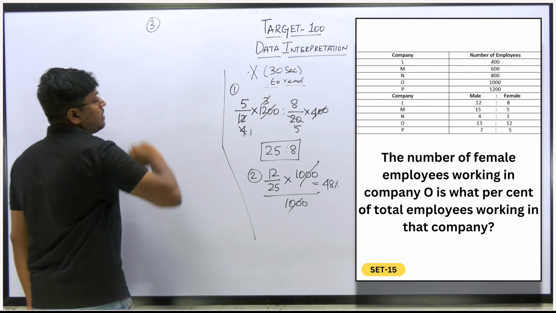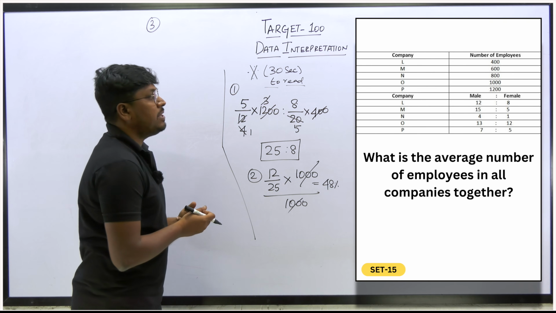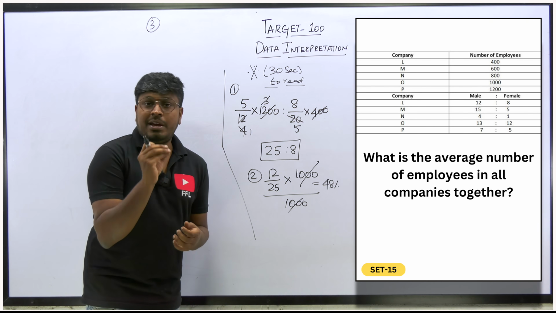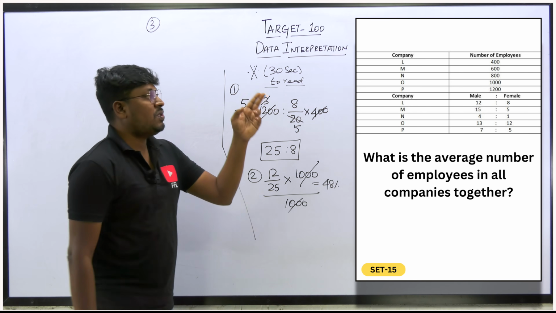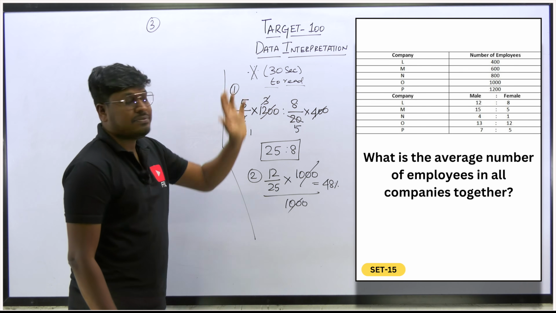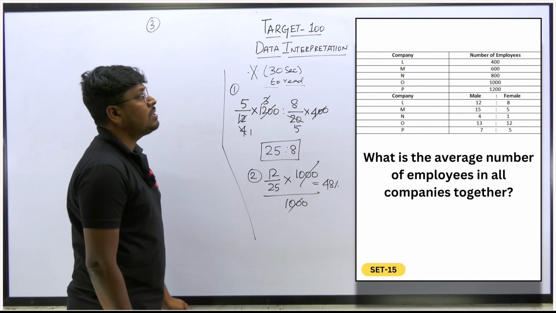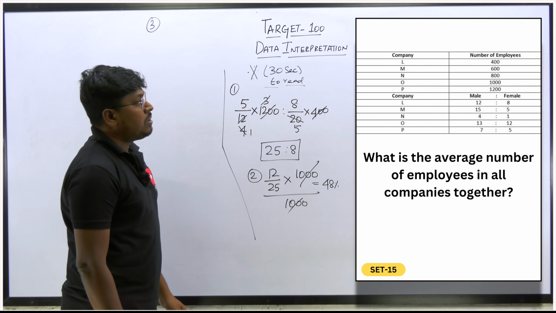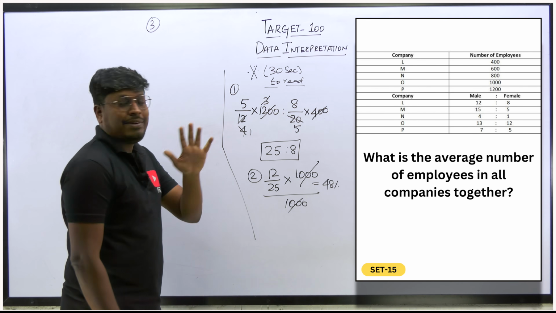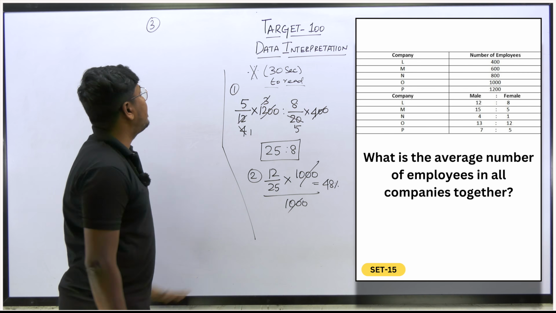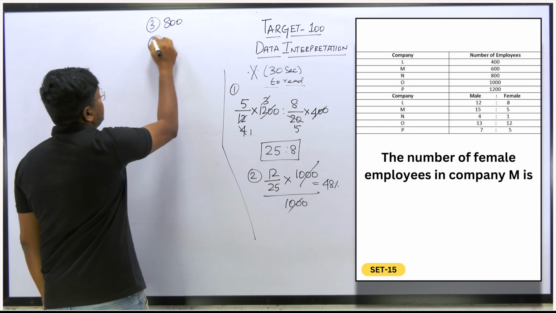So third question. What is the average number of employees in all companies together? Just see, they are not talking about only the male employees. They are talking about the total number of employees. The total number of employees is already given in the first chart itself. Just add all the values: 400, 600, 1000, 1800. So 2800, 4000, and we need to find an average. So 4000 divided by 5 companies. 4000 divided by 5 will be 800. So 800 will be the average.